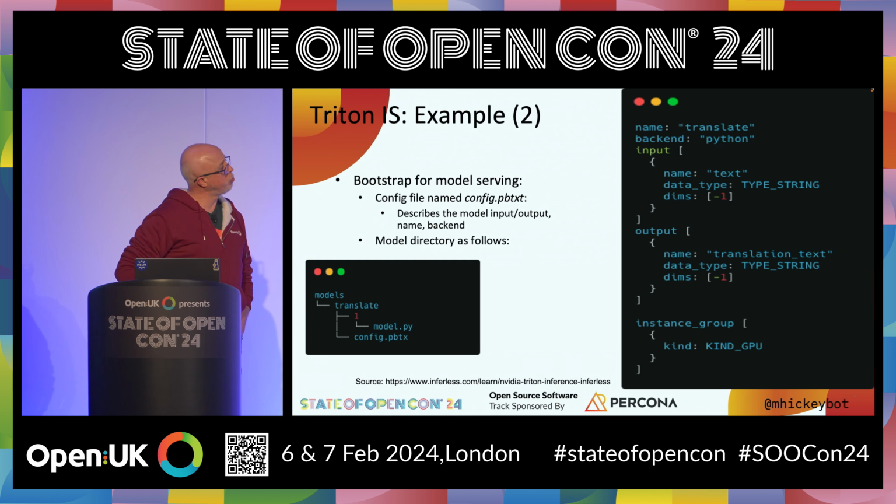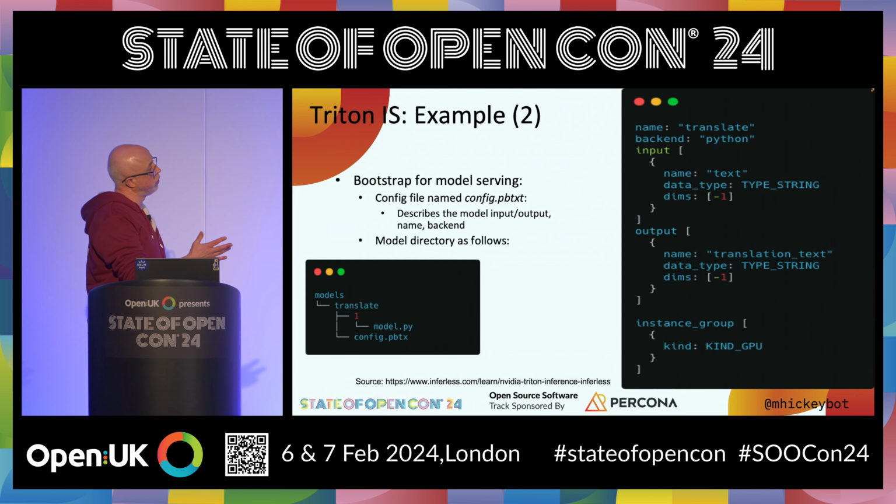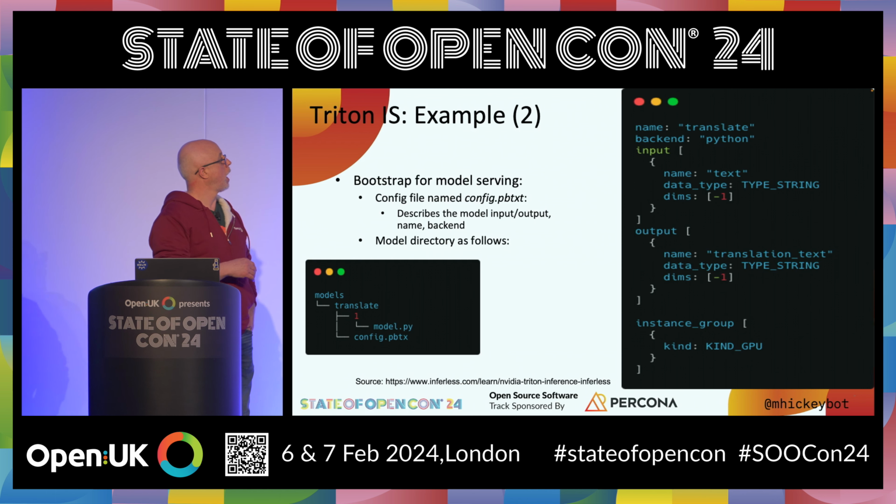And you also need to have a directory structure like this. So, you know, in this situation, the root directory will be models, and then your particular models underneath it by their name. Translate here, and you have the model class and the configuration.